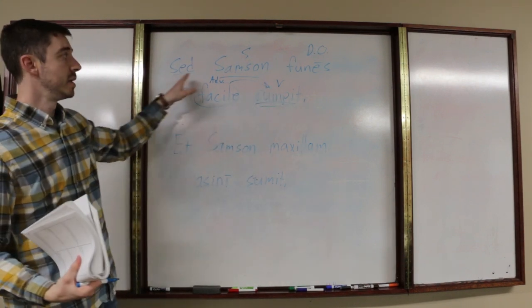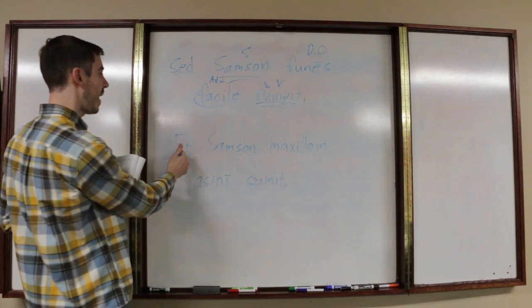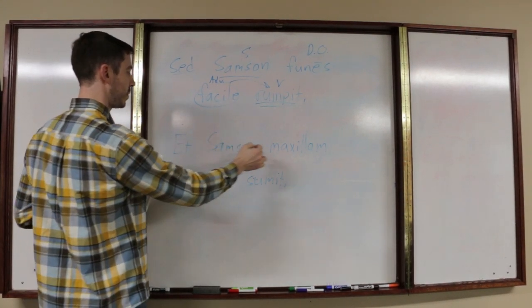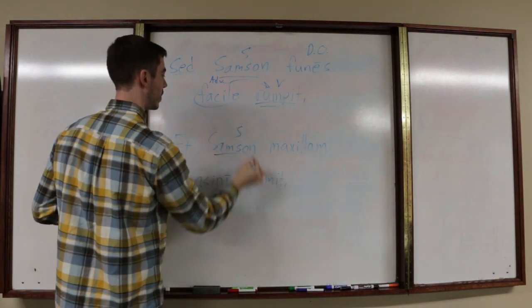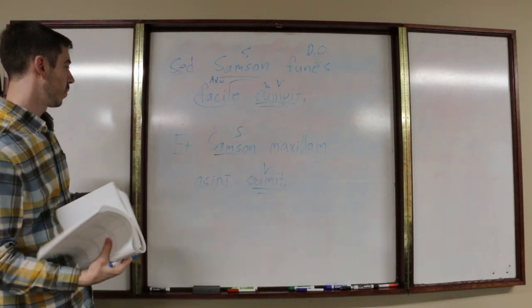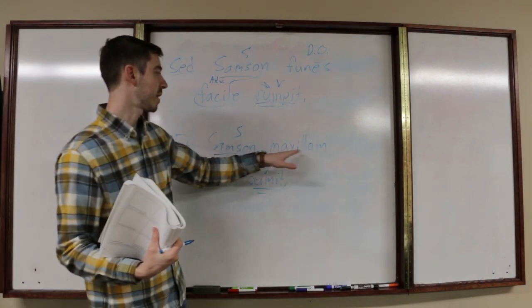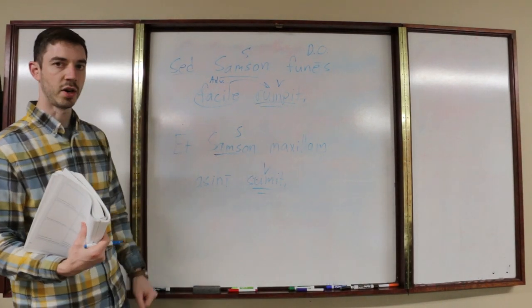So Samson, he explodes the ropes easily. Et Samson maxillum Asini sumit. So here's our subject again. Samson, he sumit, he picks up. What does he pick up? Maxillum Asini, the jawbone of a donkey.